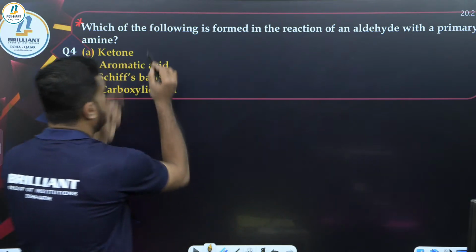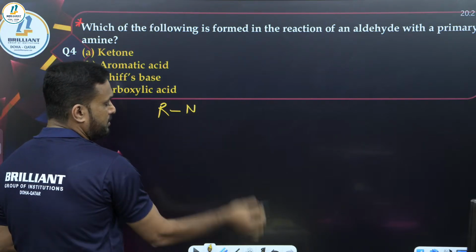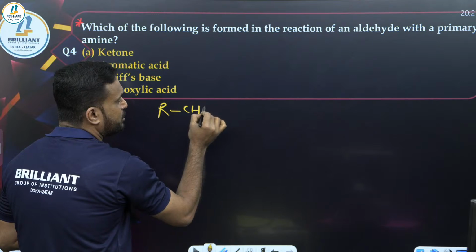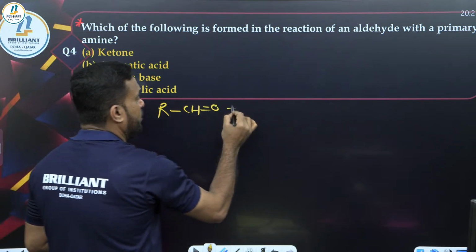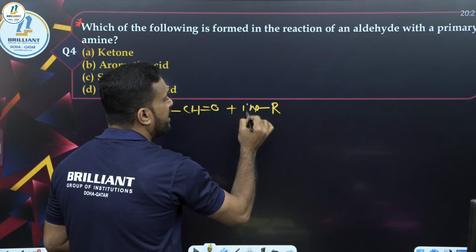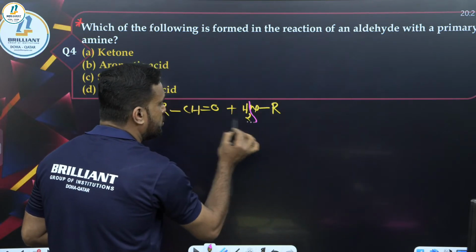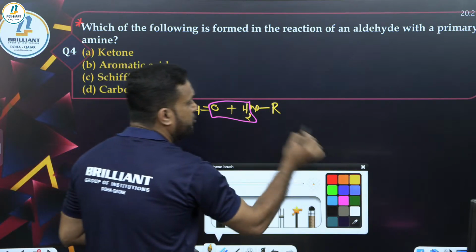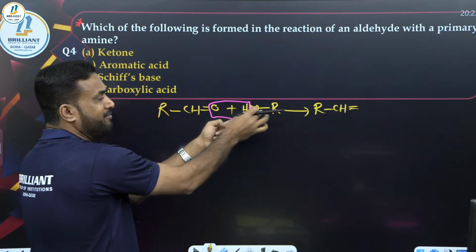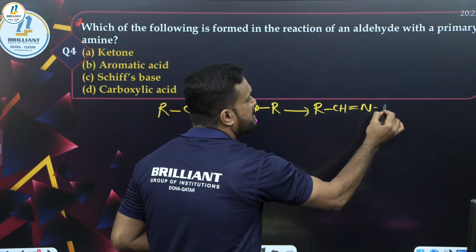See, I'll write the equation. Whenever you take an aldehyde, I'll write the general one. Aldehyde we can write as RCHO, that is RCH double bond O. When it reacts with an amine, a primary amine means nothing but RNH2. So I'll write this way. A removal of water takes place. This H2 and this oxygen will be removed. I wrote it in the inverted manner to easily remove this water. Then you will get RCH double bond N single bond R.